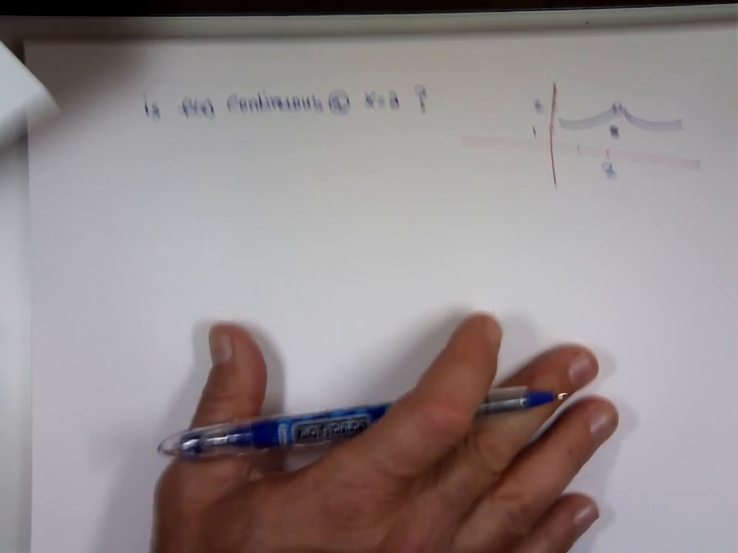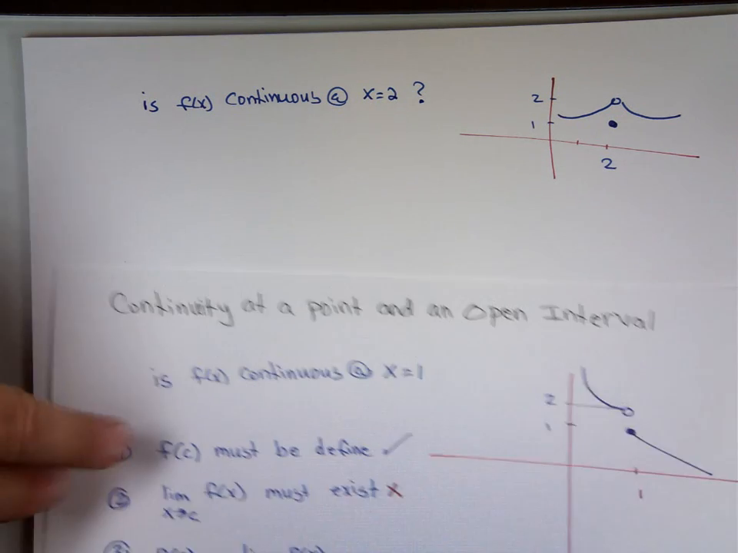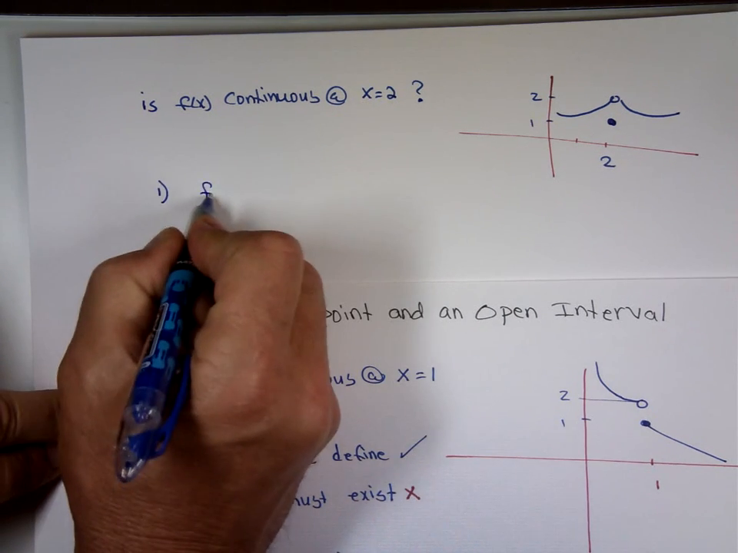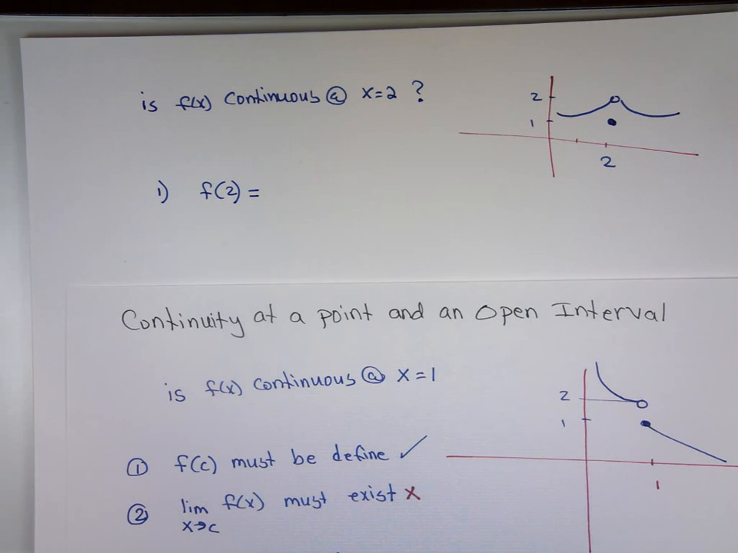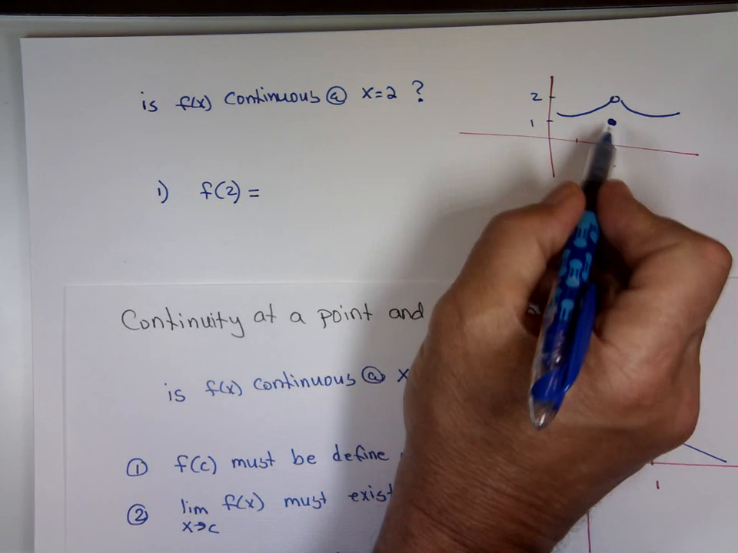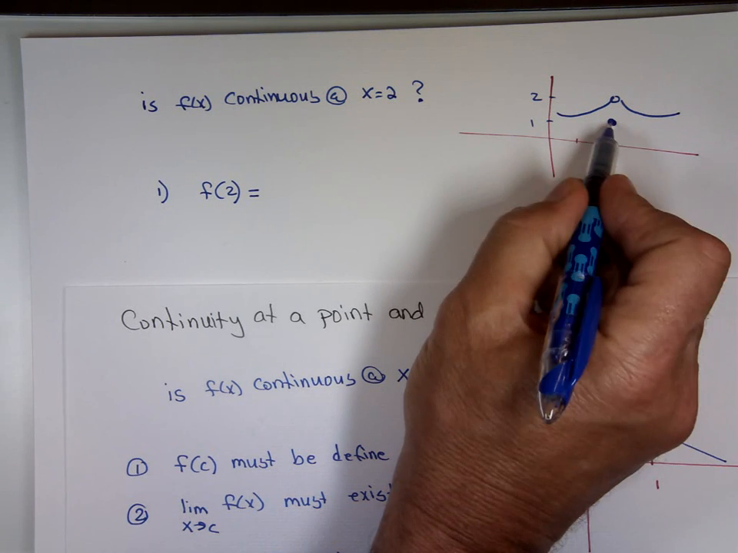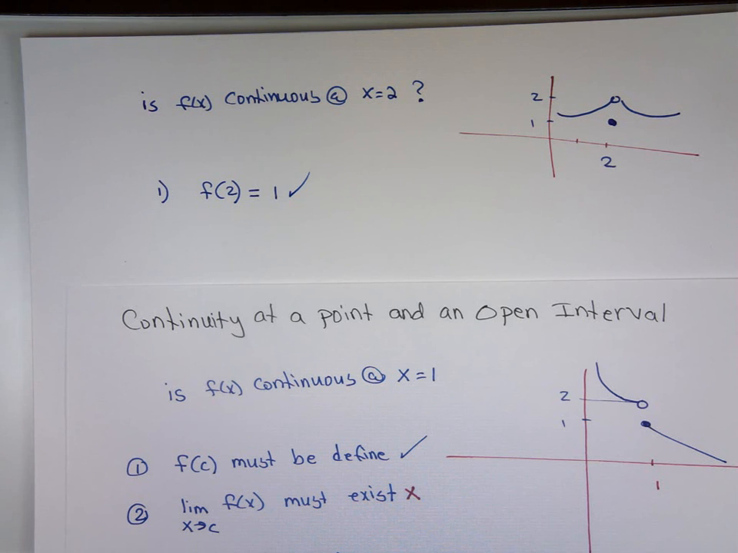Well, let's take a look at the three conditions. The first condition, is the function defined? Do we have a value of the function at 2? What is it? It's 1, that big dot right there. See that dot there? This is when x is 2, the y value is 1. So that passes the test. First test.